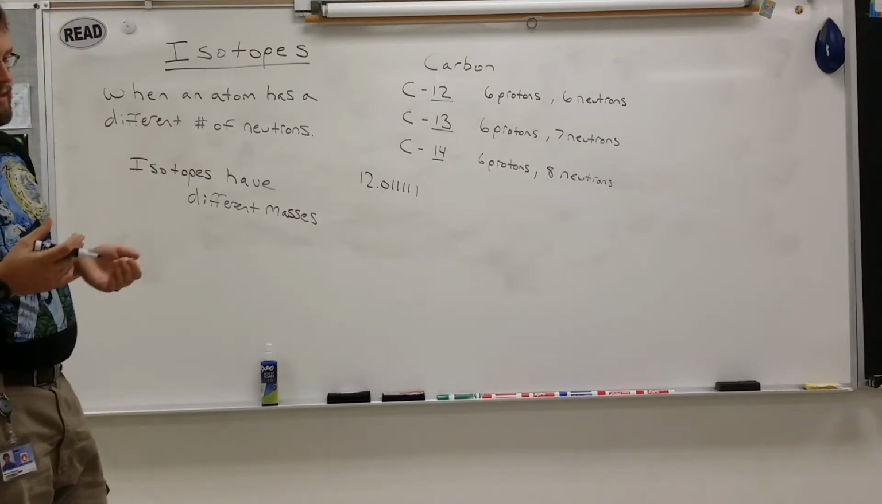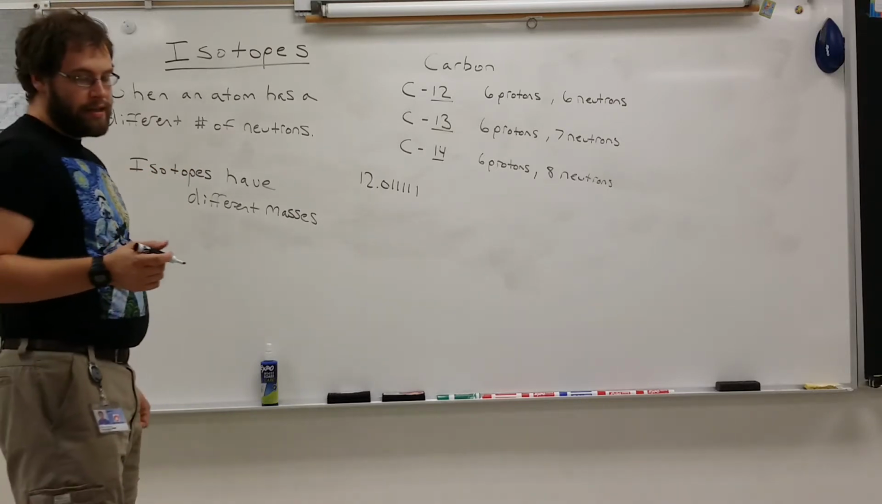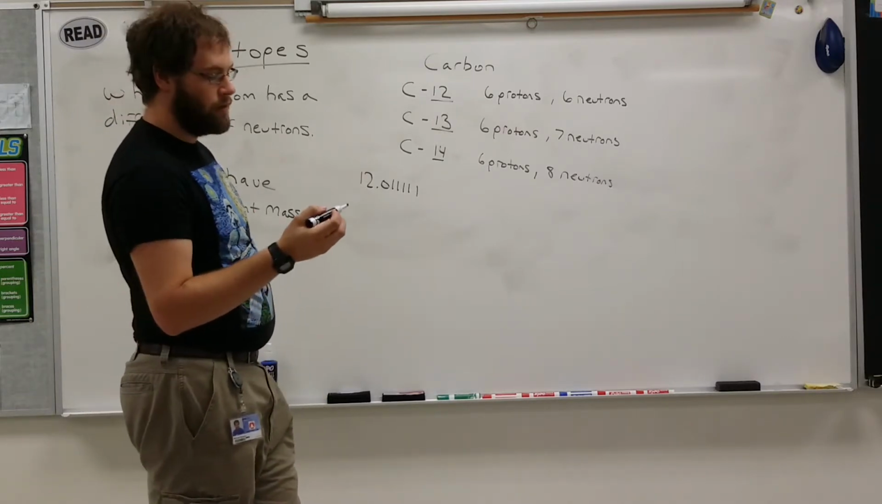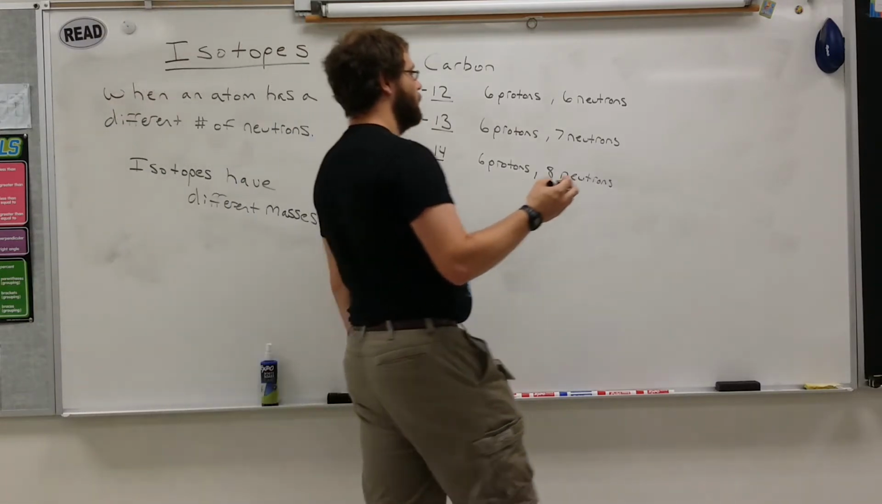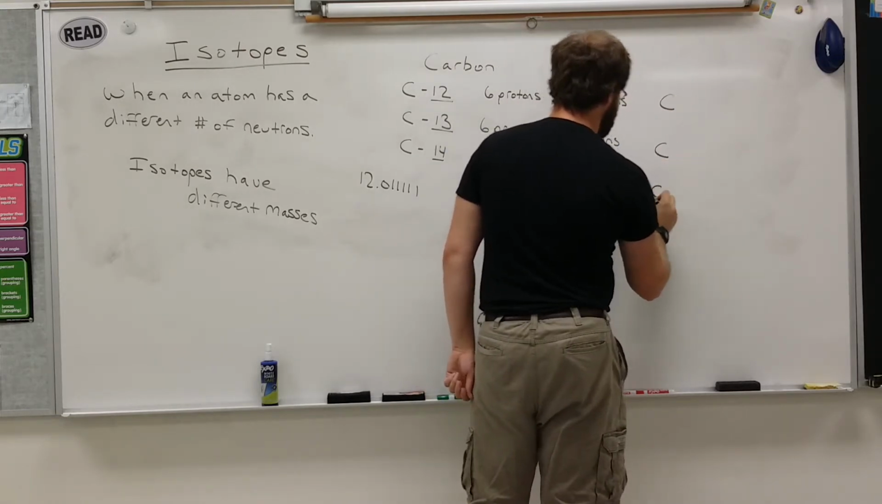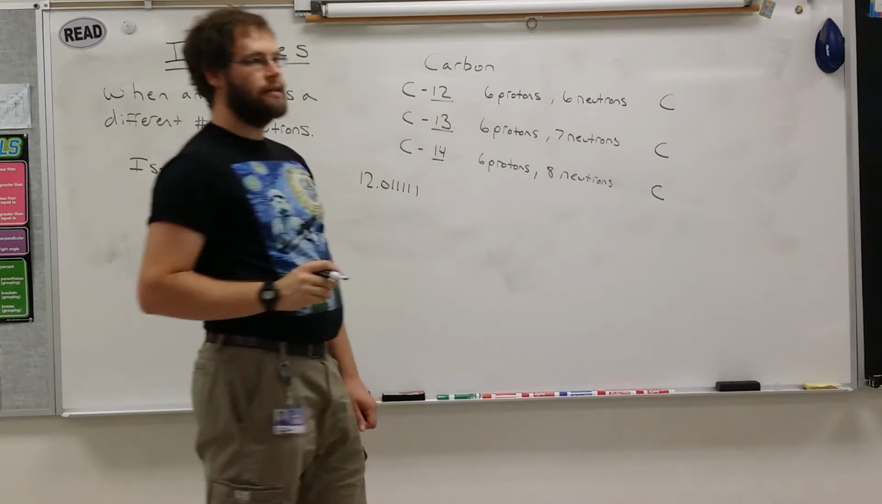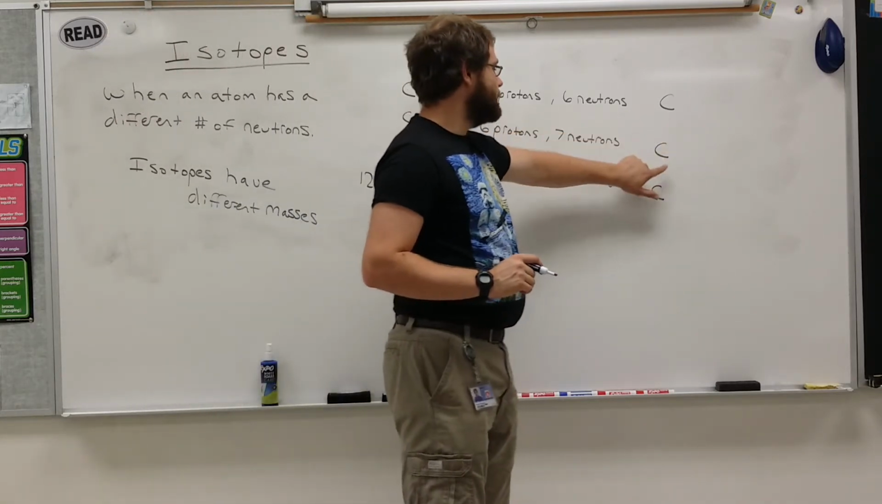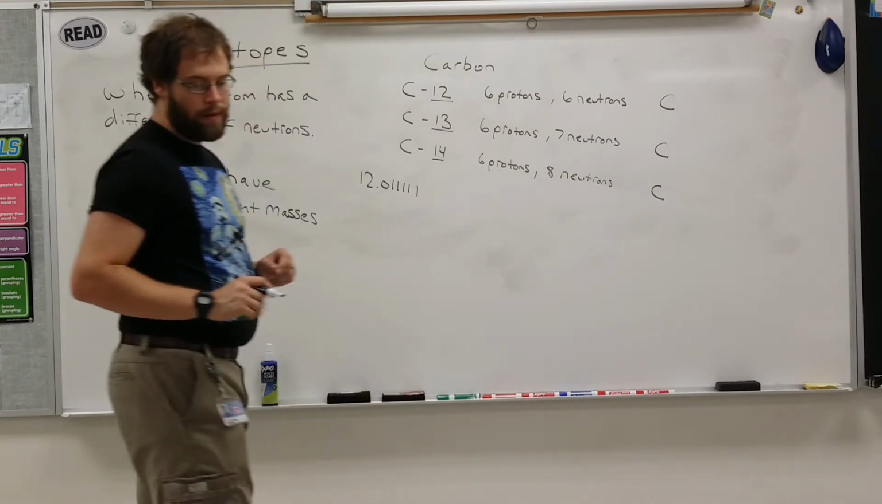The last thing that we need to talk about with isotopes is there is a certain way we write them. It's called isotope notation. Generally, let's say you were trying to write about the isotope, this is how you would write it out. So you've got C here. That's the element symbol for carbon.